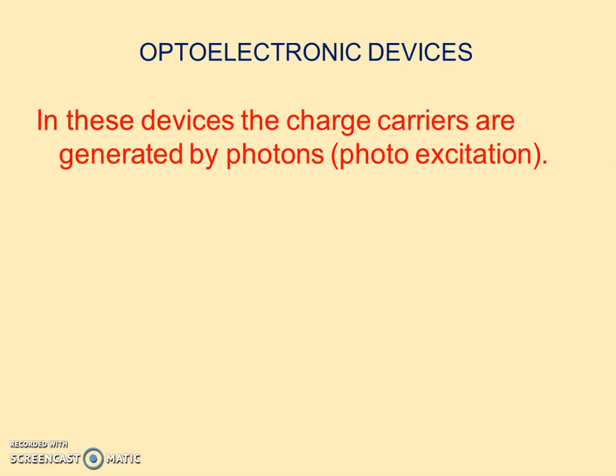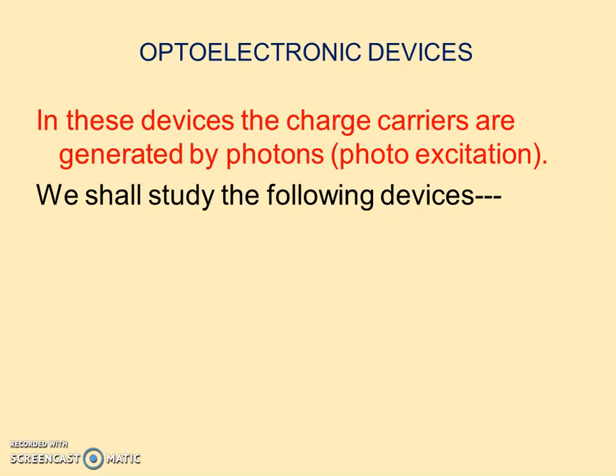In these devices, the charge carriers are generated by the photons, so it is known as photo excitation. Whenever the light falls on these devices, the charge carriers are generated and produce the current in the circuit.